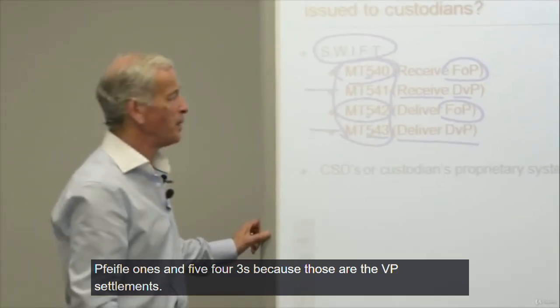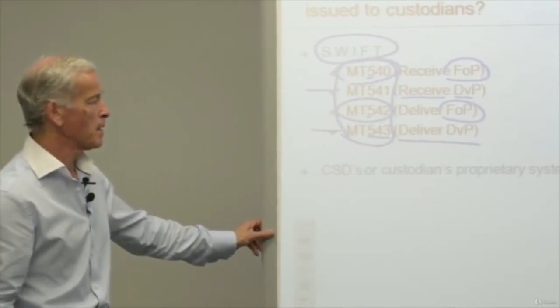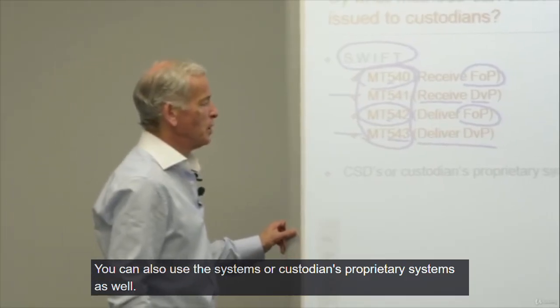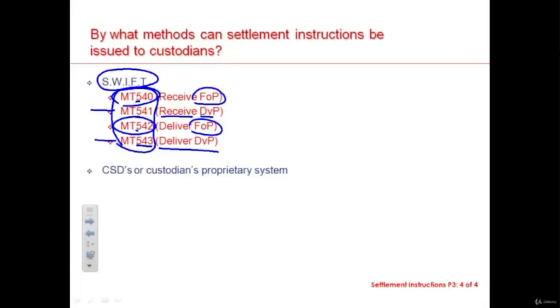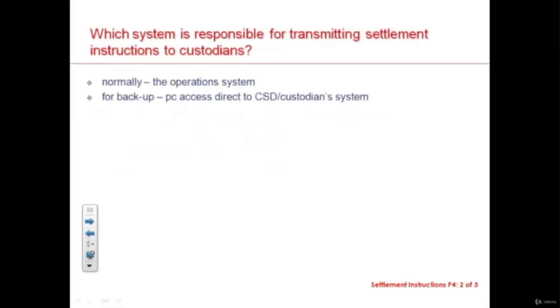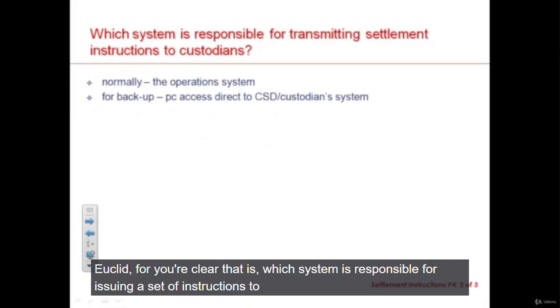So therefore, you would expect that the vast majority of settlement instructions you issued would be 541s and 543s because those are DVP settlements. You could also use the CSDs or custodians' proprietary systems as well, Euclid being one of them, Euclid for Euroclear that is.